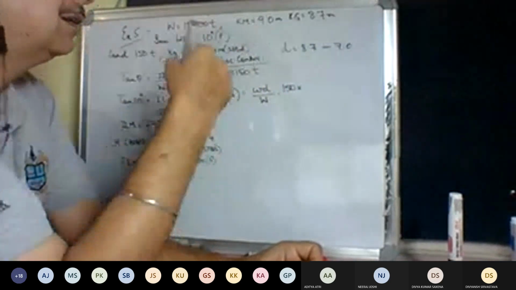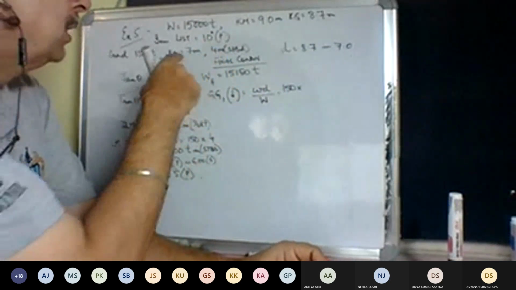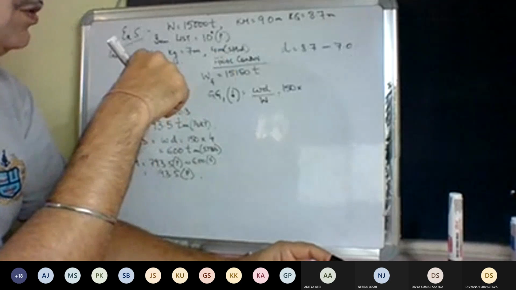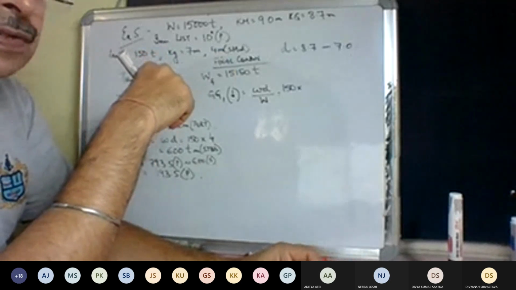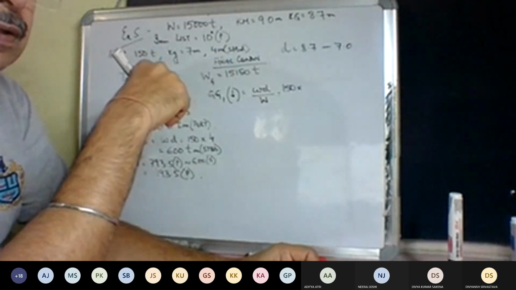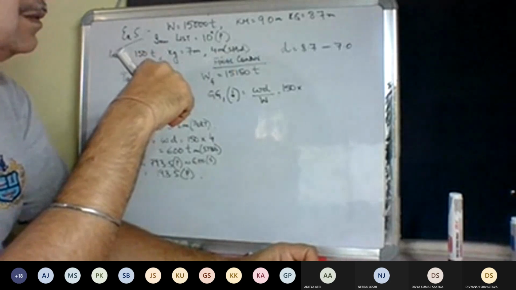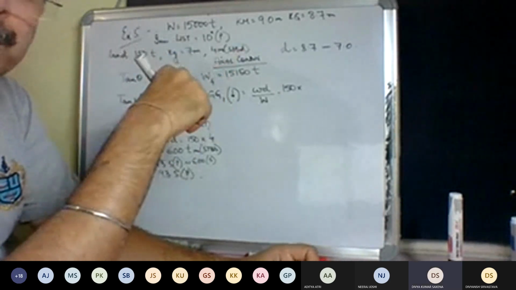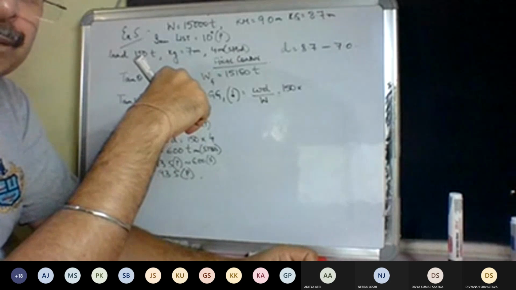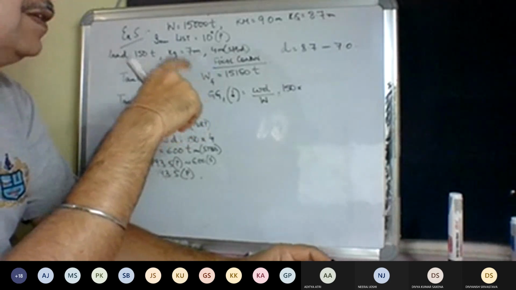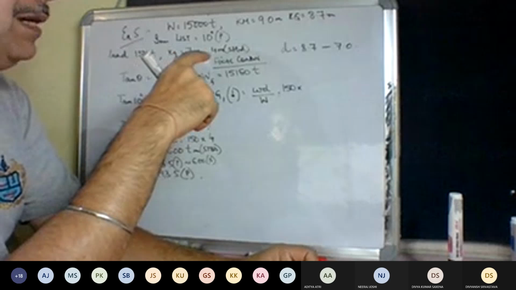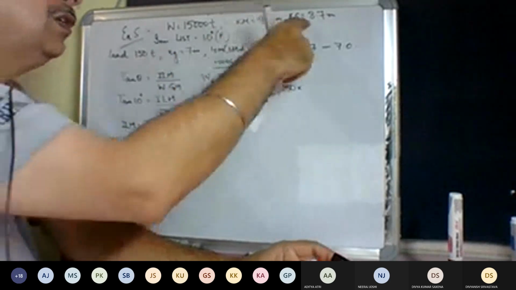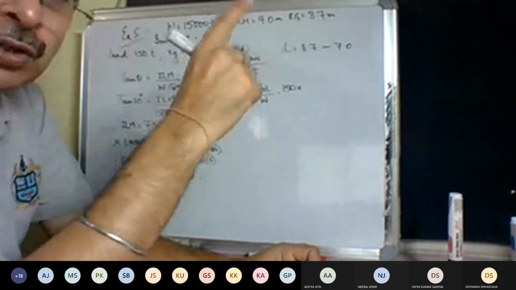Supposing this was higher. Supposing the kg of the weight was 9 meters. Then what would have been the D? 9 minus 8.7, that is 0.3. It is the difference, again I'm repeating, it's the difference of the kg of the ship and the kg of the weight.